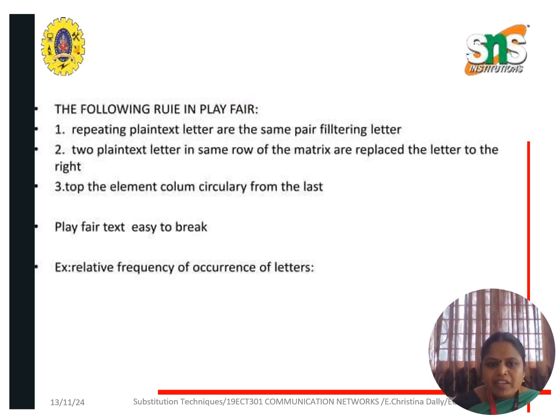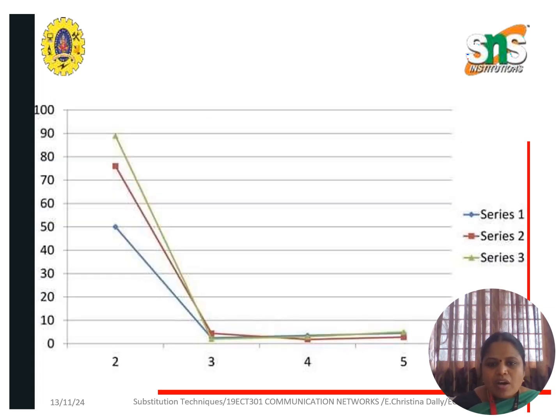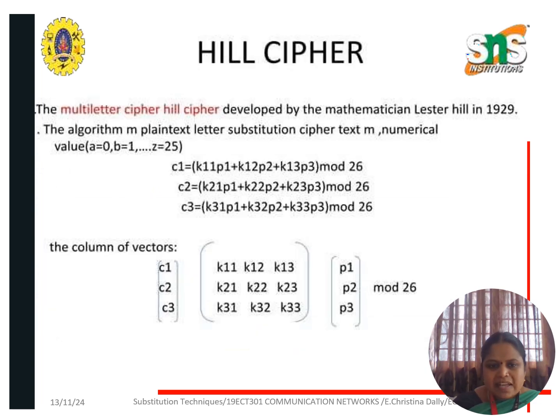Here we have to follow some rules. If there are repeating plain text letters, or if two plain text letters fall in the same row of the matrix, they will be replaced accordingly. This is the matrix involved in the Playfair cipher.